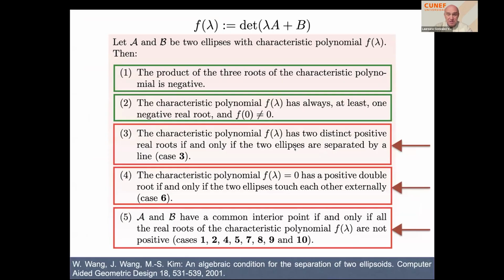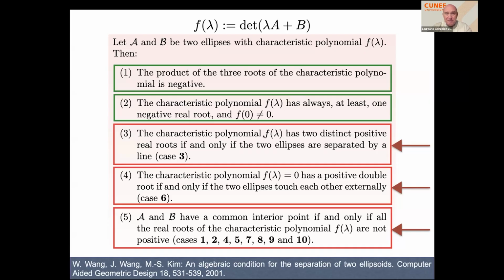I was mentioning that the starting point for this approach is the work by Wenping Wang and his collaborators. For example, this third condition says that the two ellipses we are considering are separated by a line, meaning they do not share any common interior point, if and only if this cubic equation has exactly two different positive real roots. In fact, in this case, the other root is also negative. So we are moving from a geometric condition to a condition about the signs of the real roots of this cubic polynomial, and determining conditions for a polynomial, in this case a cubic polynomial, such that the real roots have some fixed sign behavior.